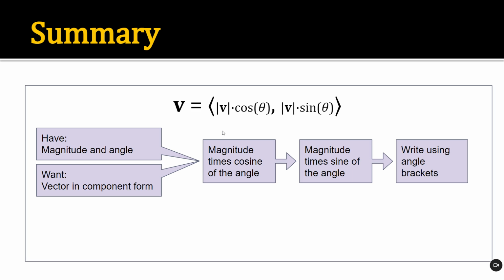Let's summarize. If you have a magnitude and an angle and you want a vector in component form, what you can do is magnitude times cosine of the angle, magnitude times sine of the angle, and write them together using angle brackets. Vector v has the components magnitude of v times cosine of theta and magnitude of v times sine of theta. There we go. That's how we find the vector components if we're given magnitude and angle.